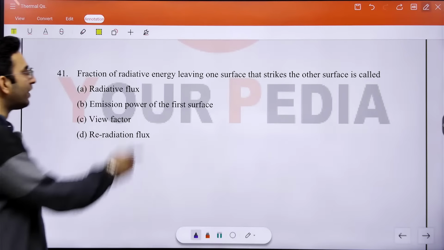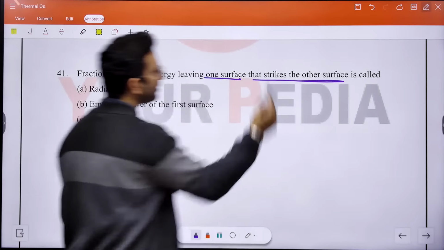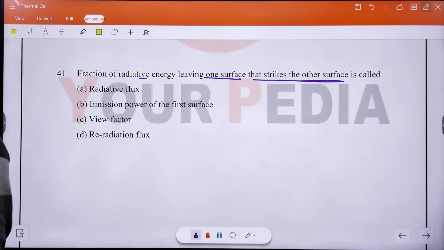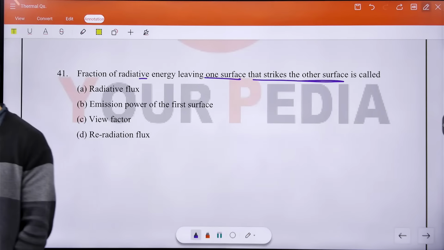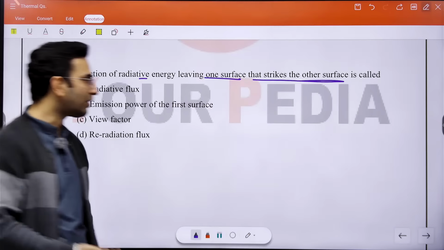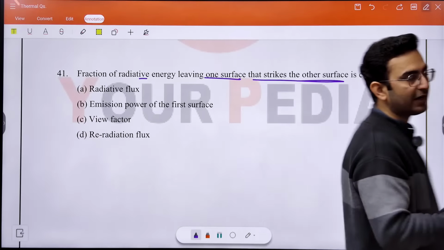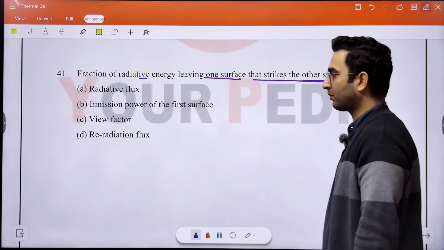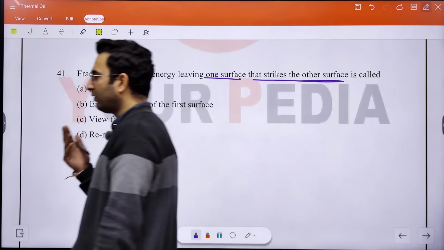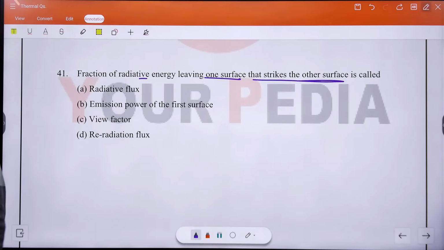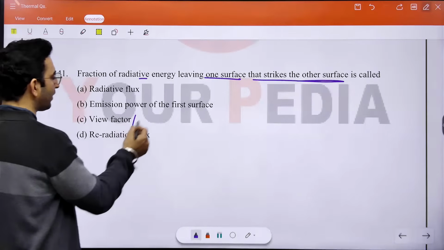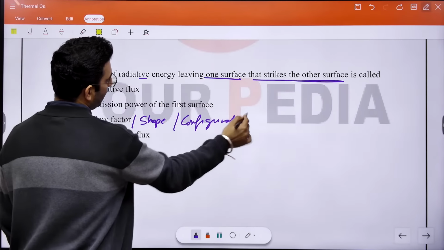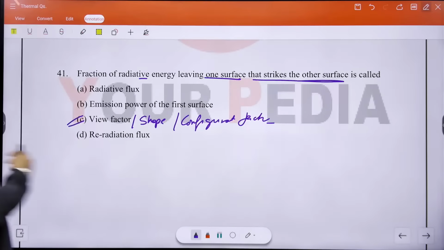The fraction of radiative energy leaving one surface that strikes the other surface is called as. Yes, answer. The fraction of the radiation energy leaving one surface and striking the other surface here. Is it radiative flux, view factor, or anything else? That's a simple case here. It is a view factor. View factor is also known as the shape factor. Shape factor is also known as the configuration factor here. Remember that. So option number C is going to be the correct answer in this case. Okay, now.